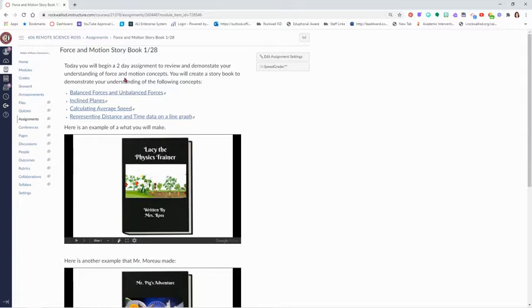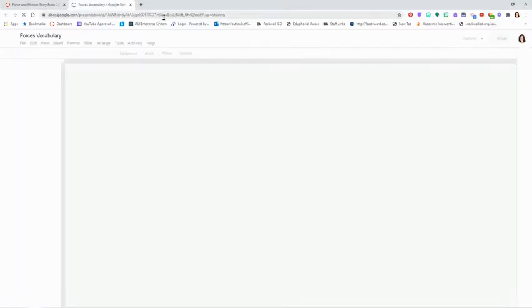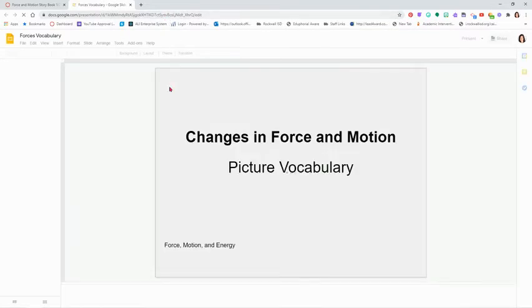So today you're going to begin a 2-day assignment to review and demonstrate your understanding of force and motion concepts. You'll create a storybook to demonstrate your understanding of the following. So way back in December, we learned about balanced and unbalanced forces. You can actually click this link and it will take you to a slideshow that goes over balanced and unbalanced forces. There's a BrainPop video linked in there as well.